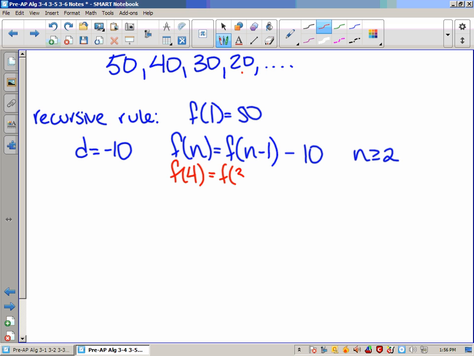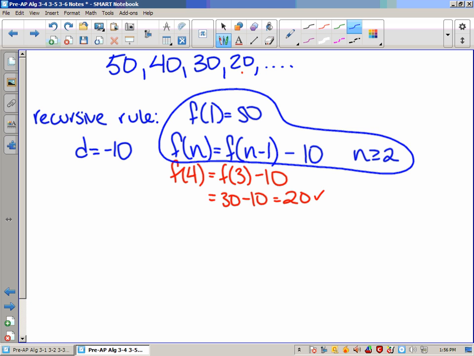4 minus 1 is 3. The third term in the sequence is 30. 30 minus 10 is 20. Good, so we got that right. So that's my recursive rule.